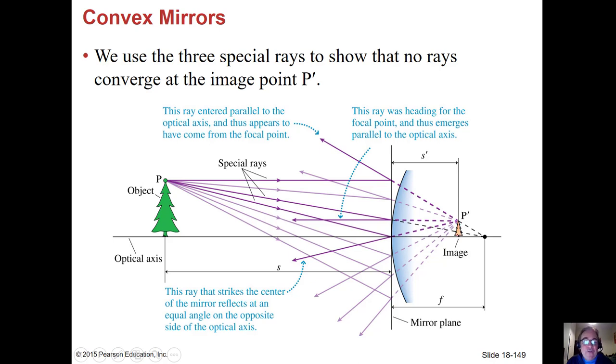So why would you even want to do this? You're making something smaller. Well, this captures a lot more light. So you might have seen this in like a convenience store. They've got a mirror in the corner when you walk in. So if you look at that, it's catching light from a whole bunch of different directions. So that's the purpose of this. You have a larger field of vision here.